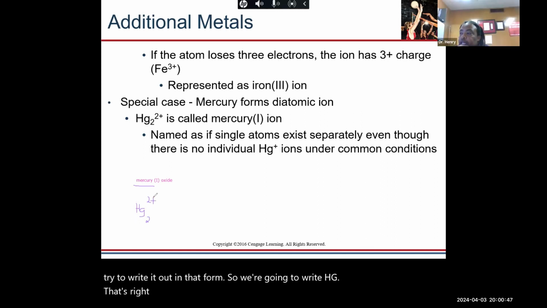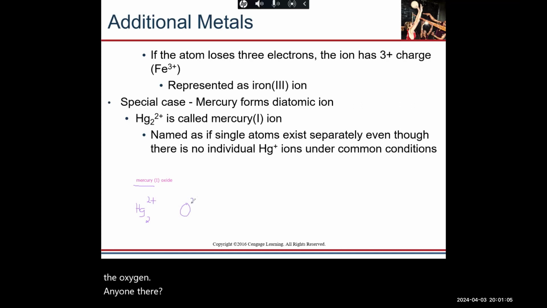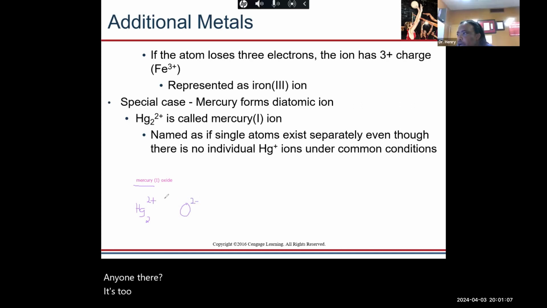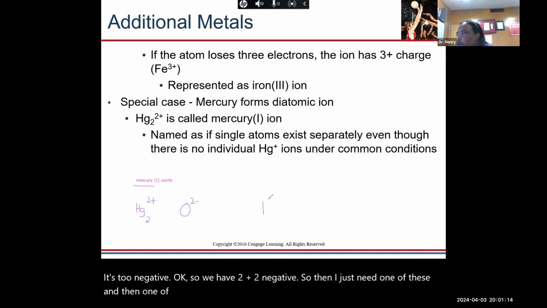So we know that this is a plus, and we know what is the charge on the oxygen? Is it 2 negative? It's 2 negative. Okay. So we have 2 plus, 2 negative. So then I just need one of these and then one of these. So then my chemical formula should be, as Noah was saying, Hg2O.